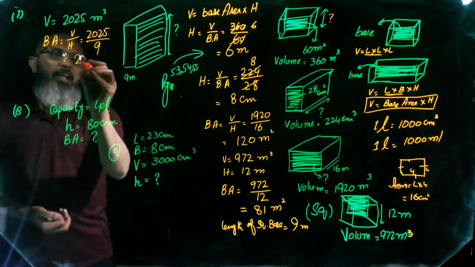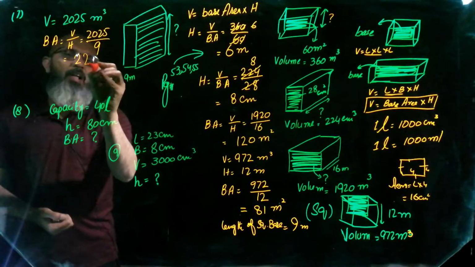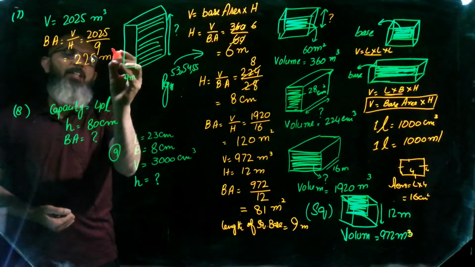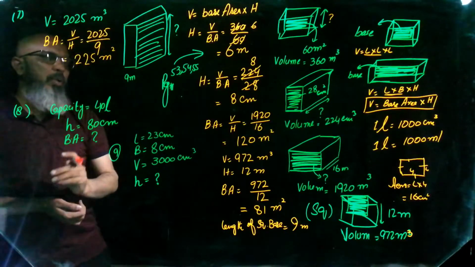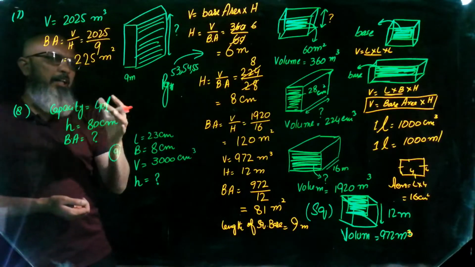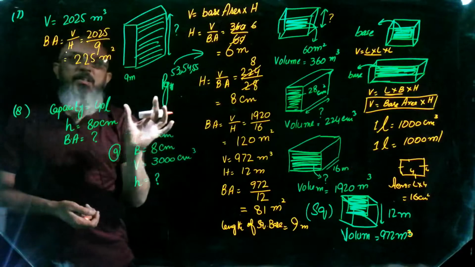9 2s are 18, 4 carry 2 carry 22, 9 2s are 18, and then 45, 9 5s are 45. Base area is always in squares. So now again that base area is in square. So how can you find the length of a square? It means you have to find the square root.